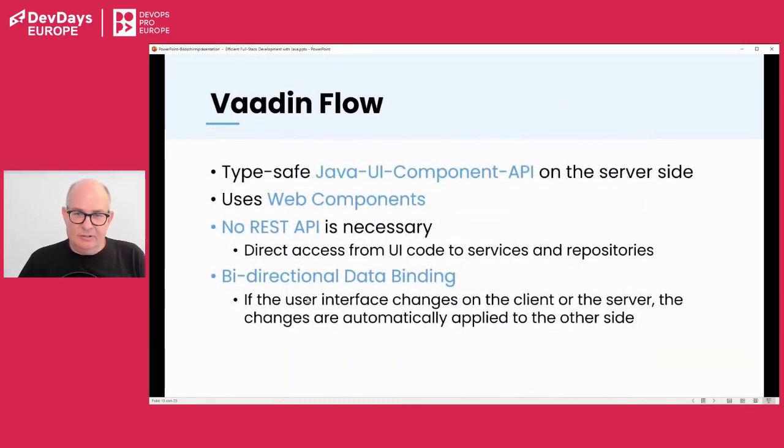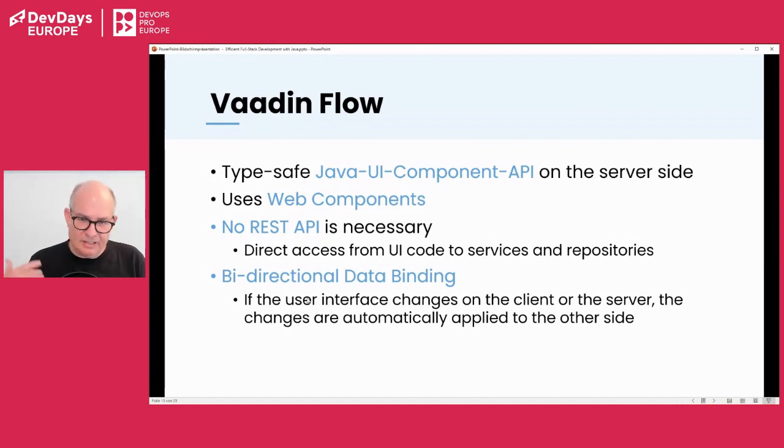Now, as I already said, the point of Vaadin Flow is you have a Java UI component API, so you don't need any REST API. So this saves time because if you build a single page application with the client, with the REST API, and with the backend, you get three parts that you have to maintain, you have to test, and here you only have the UI code and the backend code entirely in Java, so it makes it also very easy to test.